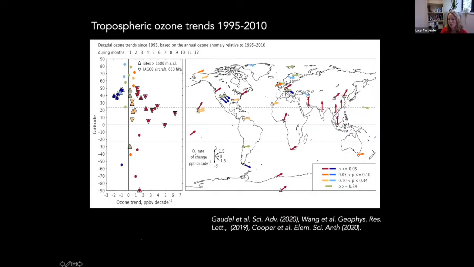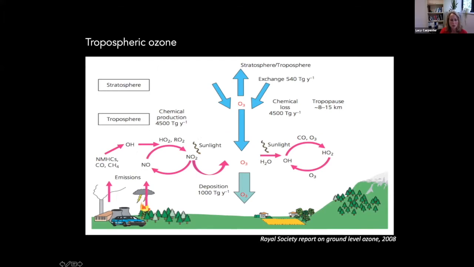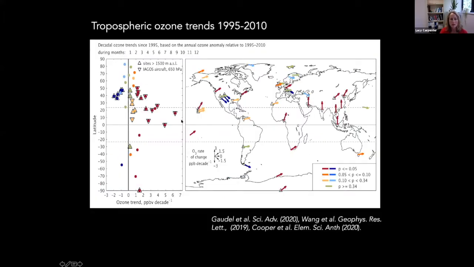This is a nice plot put together by Owen Cooper and co-workers. They look at the trends over the whole globe. This is just of tropospheric ozone. And there are surface sites he's got here, but also some data from the IAGOS aircraft. So these are the downward pointing triangle ones here, and he's put them all together.